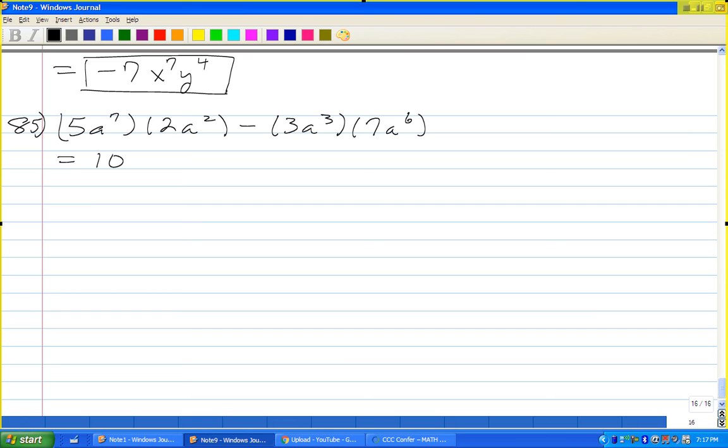5 times 2 is 10. 7 plus 2 is 9. 3 times 7 is 21. 3 plus 6 is 9. 10a to the 9 minus 21a to the 9, negative 11a to the 9. 87.